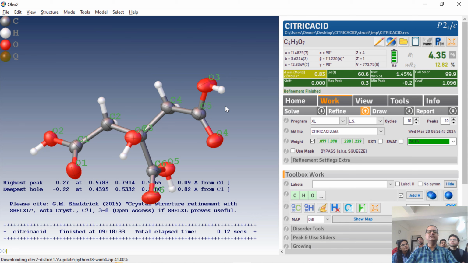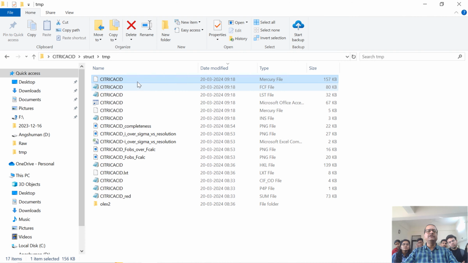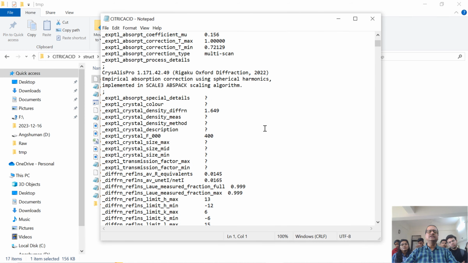What does riding model mean? As if the hydrogen is riding on that carbon. Carbon is a horse and this fellow is a rider. So wherever the horse moves, the atom moves along with it. So you are not refining the coordinates of that hydrogen, you are only refining the coordinates of that carbon. Based on the changed coordinates of carbon, the coordinates of hydrogens are altered. Also the thermal parameter of that hydrogen is not refined. It is assumed to be 1.2 times the thermal parameter of the corresponding carbon.